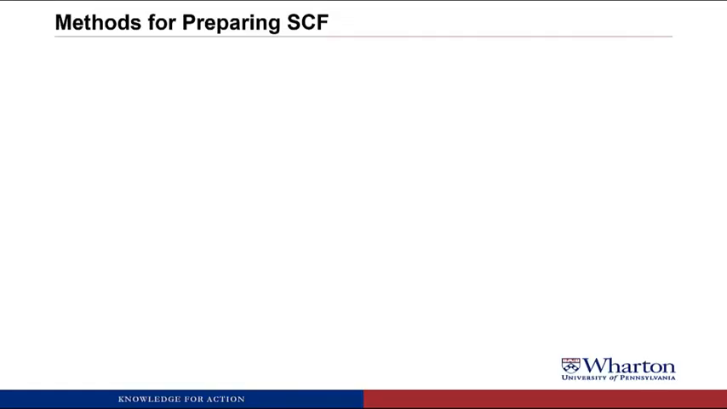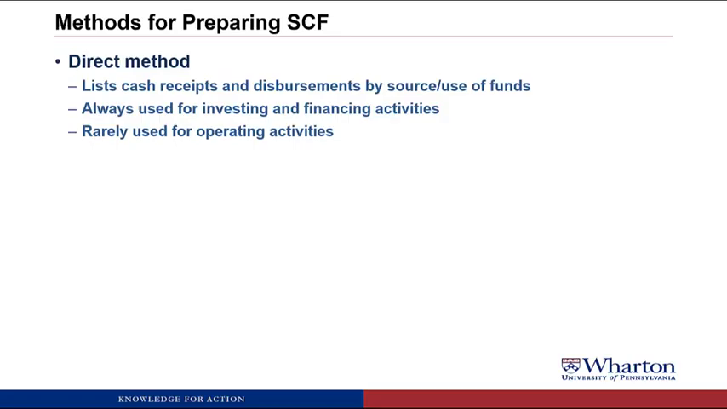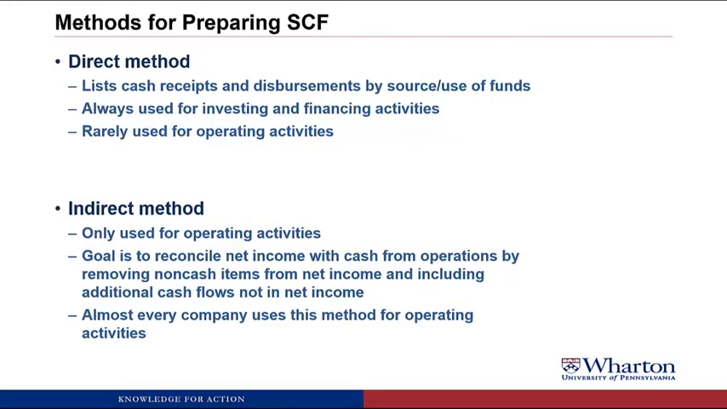There are two methods for preparing the statement of cash flows, which are rather creatively titled the direct and indirect methods. In the direct method, you just list the cash receipts and disbursements by the source or use of funds. So where are all the places that the cash came from? Where are all the places that you paid cash out to? This method is always used for investing and financing activities, but is rarely used for operating activities. Instead, for operating activities, companies tend to use the indirect method.